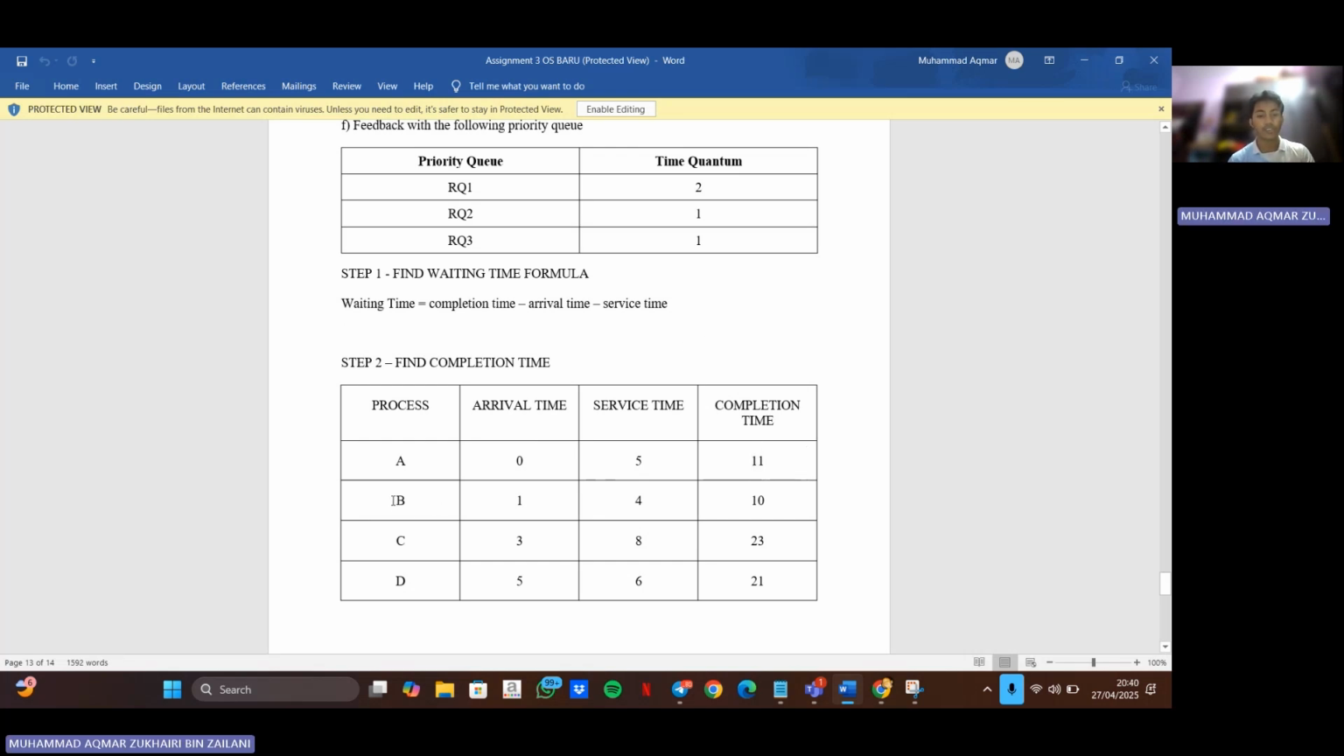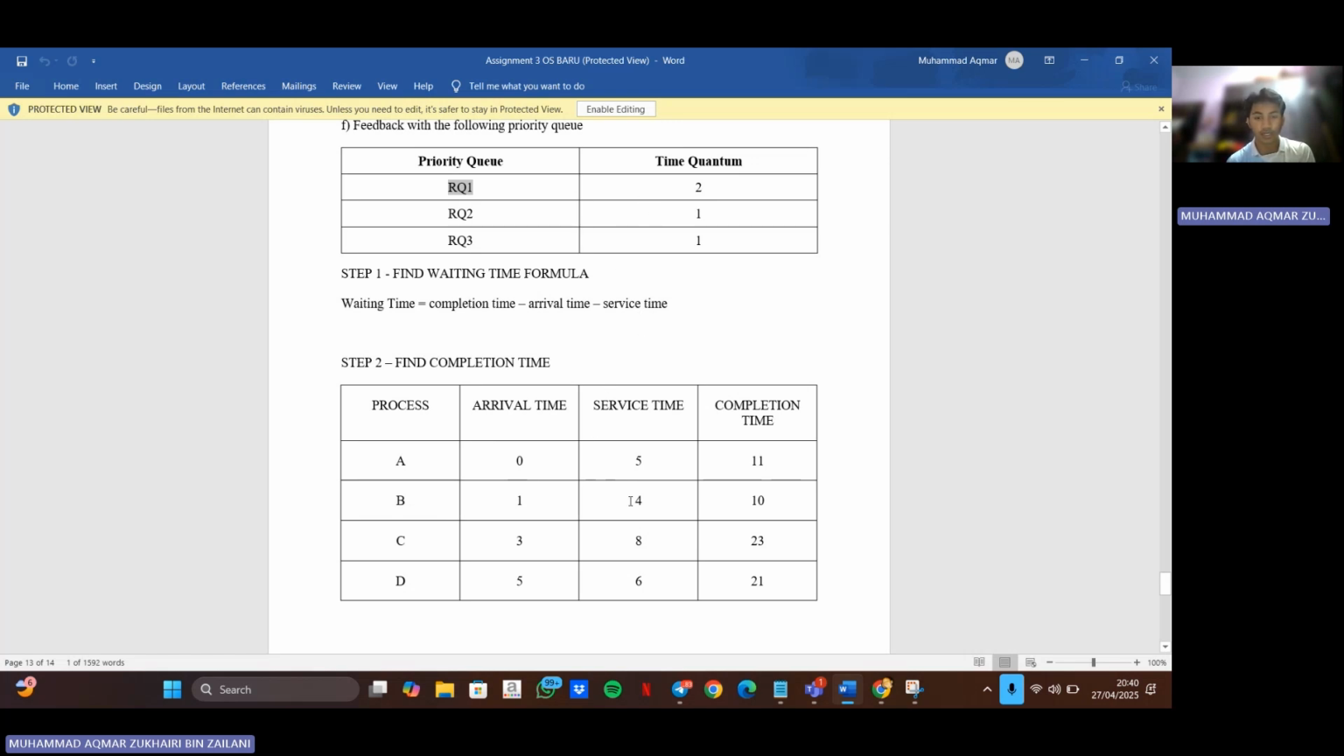In the end, we get the completion time as 11 minutes. So for process B, it arrives at time 1. After it arrives, it goes as usual to RQ1 first. At this RQ1, at time 2, it has used 1 of its 4 minutes.